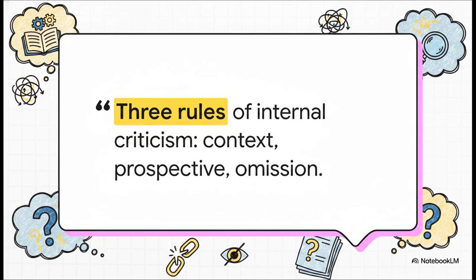And to figure out if that author was actually telling the truth, we apply these 3 core rules of internal criticism. First, the rule of context. You have to check what was said immediately before and after a quote to ensure it hasn't been twisted. Second, the rule of perspective. You're looking for organizational bias, like did the author have a hidden motive? And third, the rule of omission, figuring out what was intentionally or maybe even unintentionally left out of the record. It's a serious stress test for historical facts.